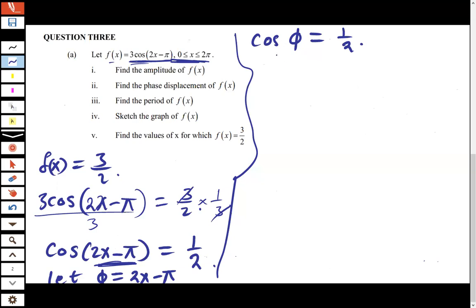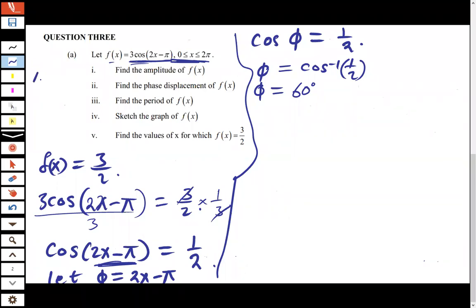So now let us find the reference angle. We find the reference angle by finding the cos inverse of half. So to find phi, which is the reference angle, we're going to say cos inverse of 1/2. So phi is now going to be equal to, cos inverse of half is simply just 60 degrees. So 60 degrees in radians is simply just pi/3.